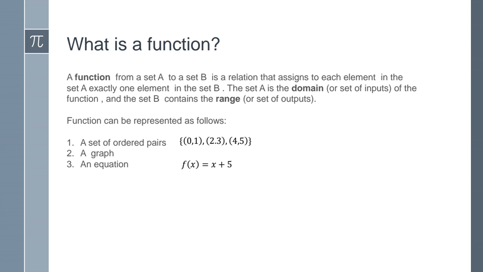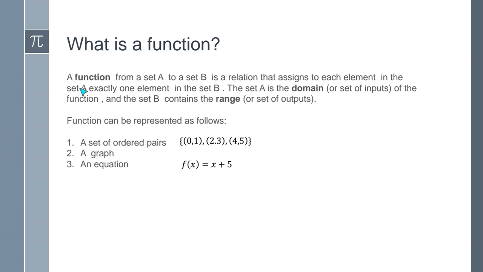So a function from set A to set B is a relation. A relation is just a set of ordered pairs. So like this is a set of ordered pairs. And this relation assigns to each element in set A exactly one element in set B. And that's the key word here: set A, exactly one element in set B.